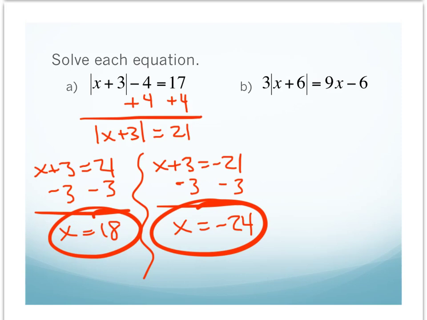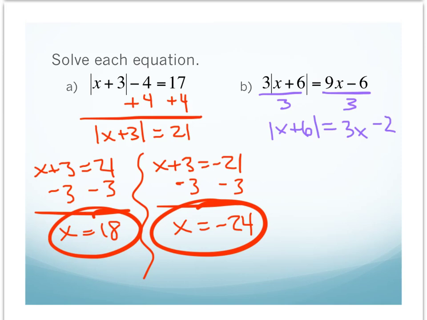On the right side, part B, I'm going to again get the absolute value portion of this problem by itself. I'm going to do that by dividing by 3, and I would get the absolute value of x plus 6 is equal to 9x divided by 3 is 3x, and negative 6 divided by 3 is a negative 2.